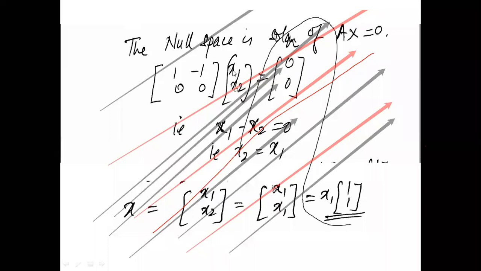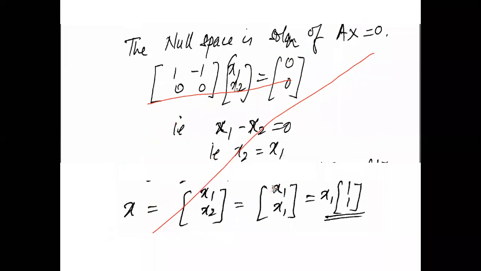So the equation turns out to be x1 minus x2 equal to 0, and 0x1 plus 0x2 equal to 0. That will not help us. So you'll have x1 minus x2 equal to 0, and therefore x2 will be equal to x1.